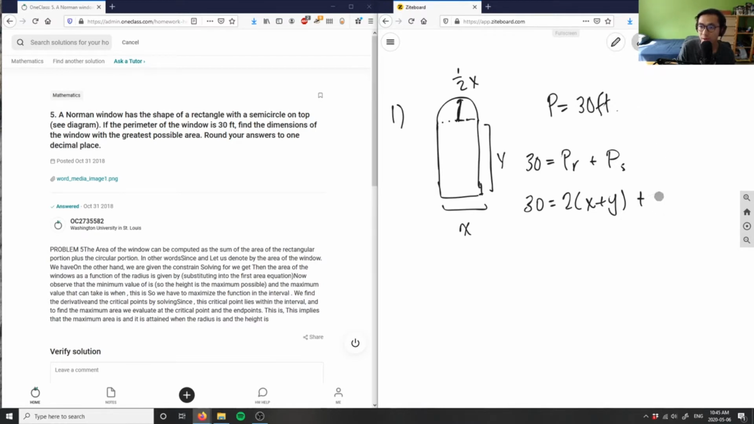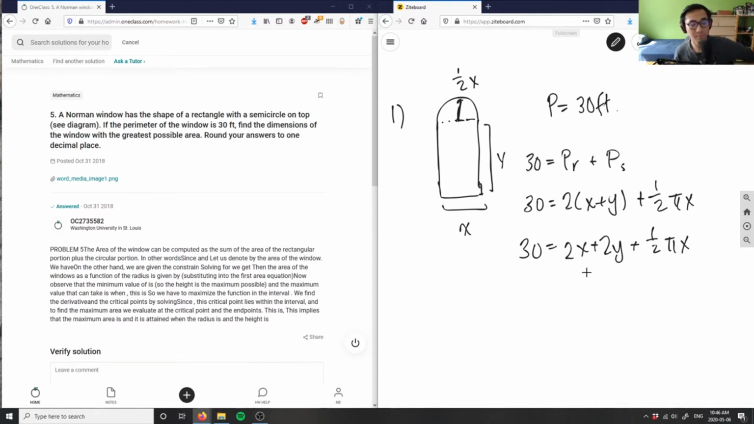So I can actually rewrite the semicircle part as half pi times X. And now we have a solution that is a bit more credible, a solution that only has two unknowns. If I were to simplify this out, I would have 30 equals, multiplying the 2 with the distributive property, 2x plus 2y plus half pi x. And this is our first perimeter formula. What I can do with this is isolate for y.